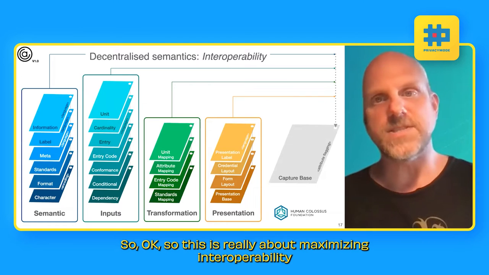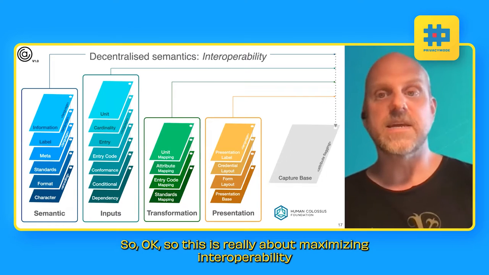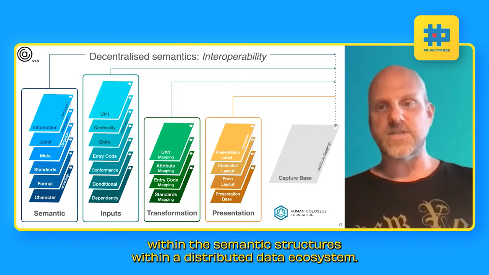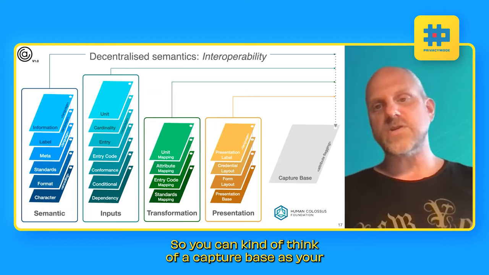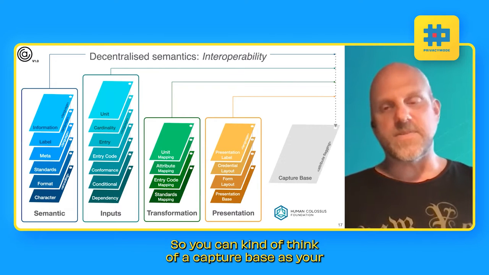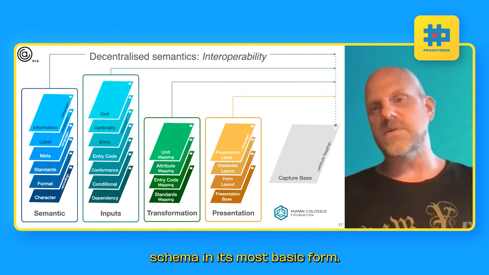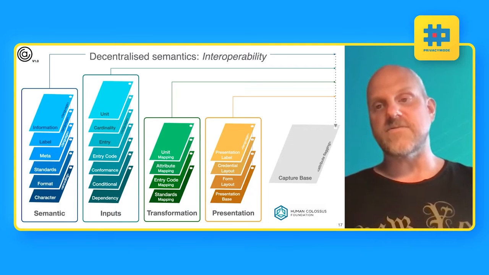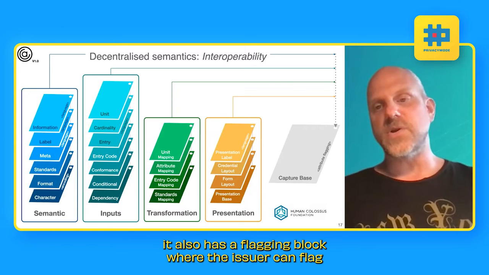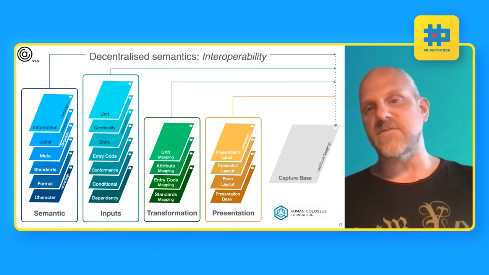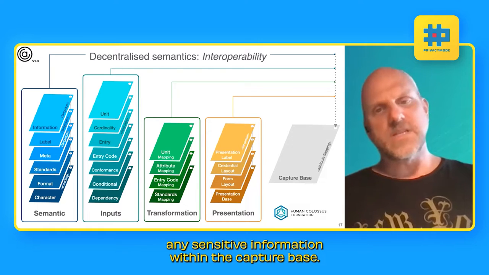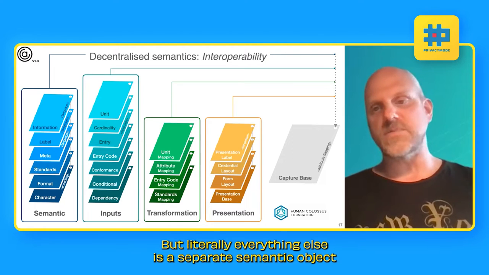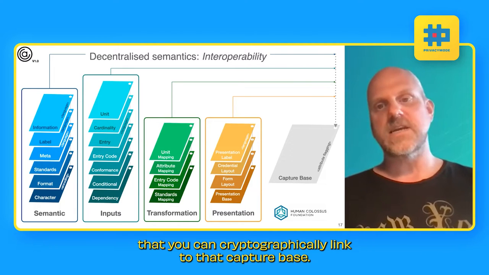Okay, so this is really about maximizing interoperability within the semantic structures within a distributed data ecosystem. You can think of a capture base as your schema in its most basic form. The only other thing that a capture base has is a flagging block where the issuer can flag any sensitive information within the capture base. But literally everything else is a separate semantic object that you can cryptographically link to that capture base.